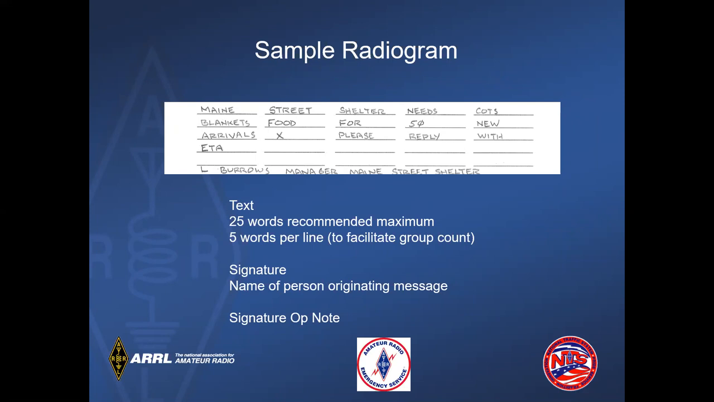The signature is the person who generated the message, not necessarily you as the radio operator. During an incident, you'll want the signature to be someone who has the authority to send that type of message. In this case, it's a request for resources, so it should be somebody who has that authority. So in this case, the manager of that shelter would certainly have the authority to request more supplies for the shelter. As a radio operator, you probably would not have the authority to request those materials, so you should not sign it.